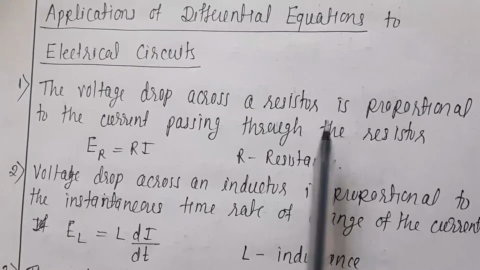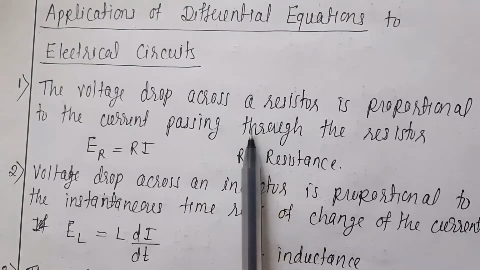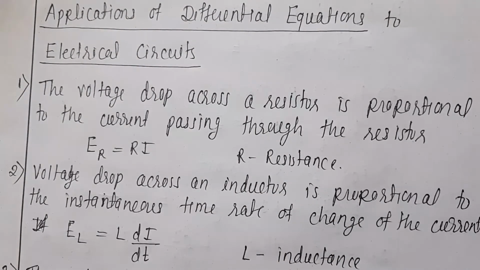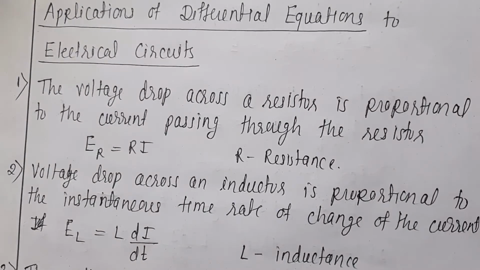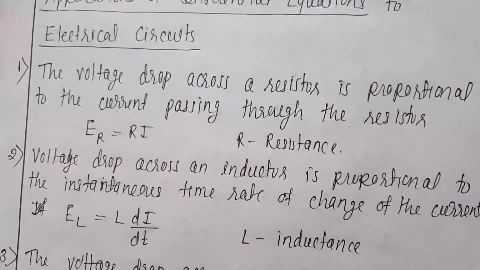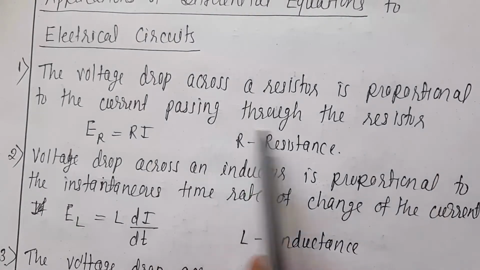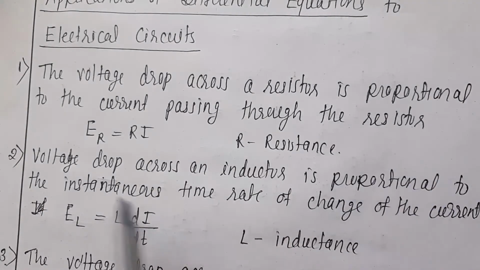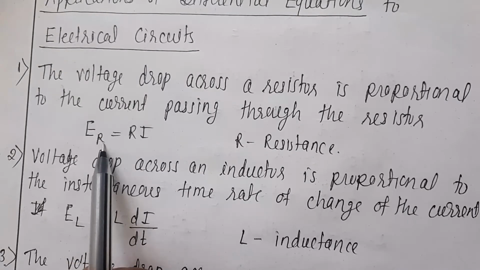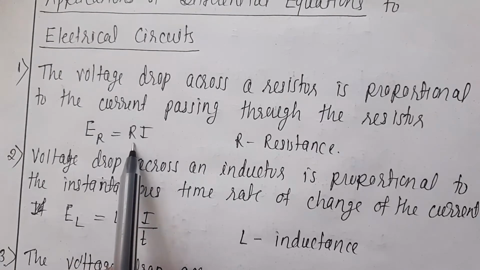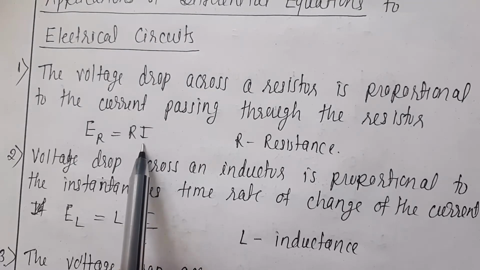Now if there is any circuit, there must be a potential drop or potential difference, that is nothing but the voltage drop. So voltage drop across a resistance is proportional to the current passing through the resistor. So if ER is the voltage drop across resistance, then it is equal to R multiplied by I, where R is the resistance and I is the current.